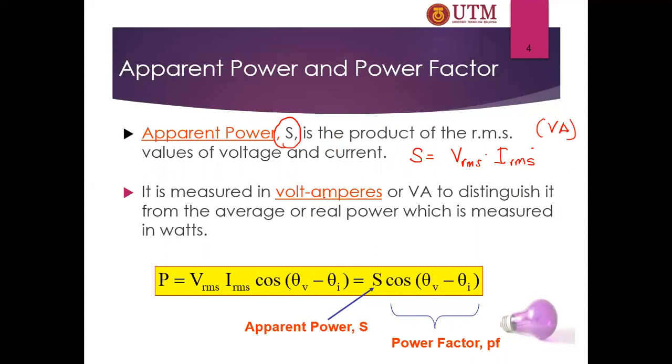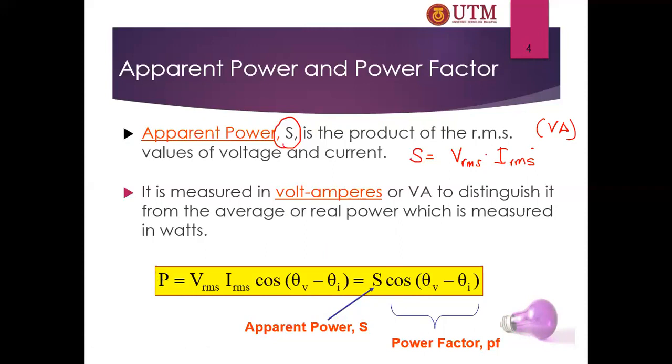It is measured in volt-ampere, or in short form VA, to distinguish it from the average or real power, which is P, measured in watt. So this equation relates the average power and the apparent power. Since the apparent power is just the product of VRMS and IRMS, we can write the average power equation in terms of apparent power, which is equal to S cos(theta V minus theta I).